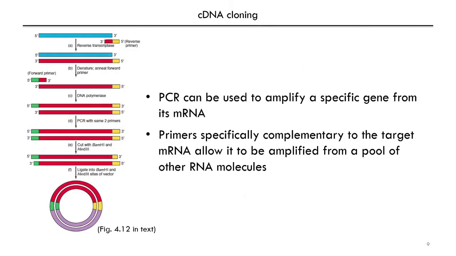You can do the same thing for cloning cDNA of a specific transcript. It's the same principle. You just need to use reverse transcriptase in the initial step to make the DNA from the mRNA sequence. Then you can carry on to do PCR to amplify DNA that you want to clone into a plasmid vector.